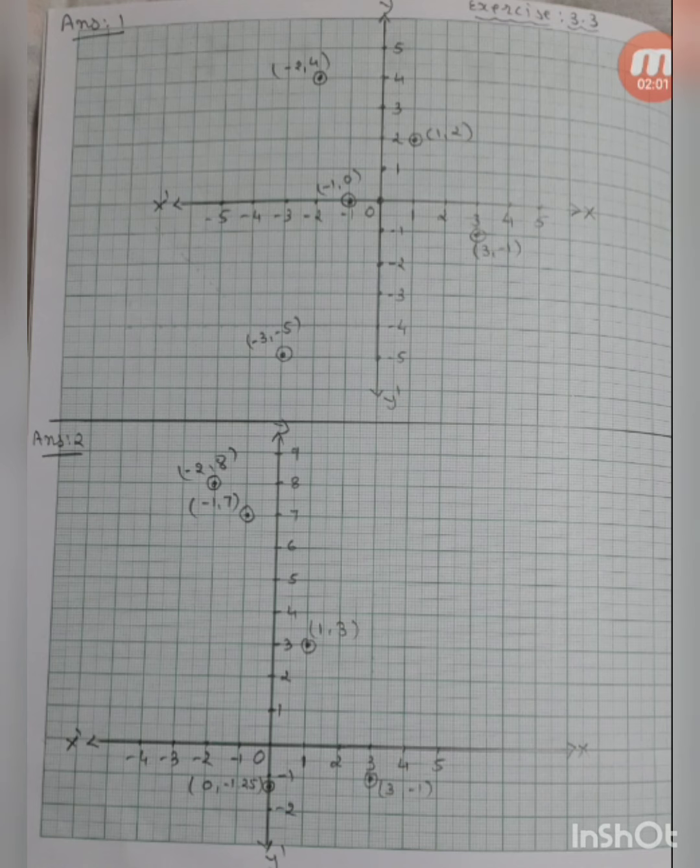Same, above the x-axis you have to write the positive numbers and below, the negative numbers on the y-axis. And then if you take a point (1, 2), take 1 from the x-axis and 2 from the y-axis. The intersecting point is (1, 2). In the same way, you have to locate the points and verify your answer.